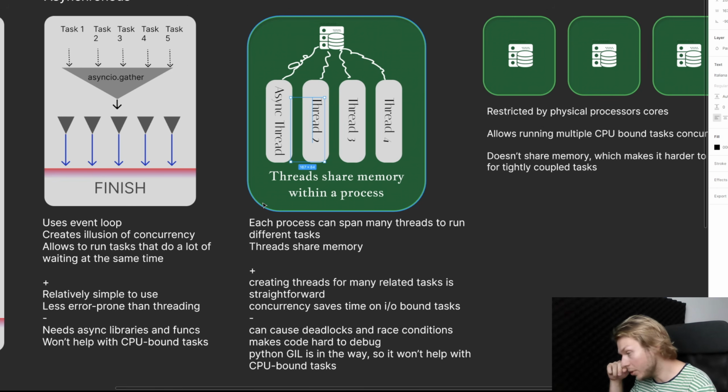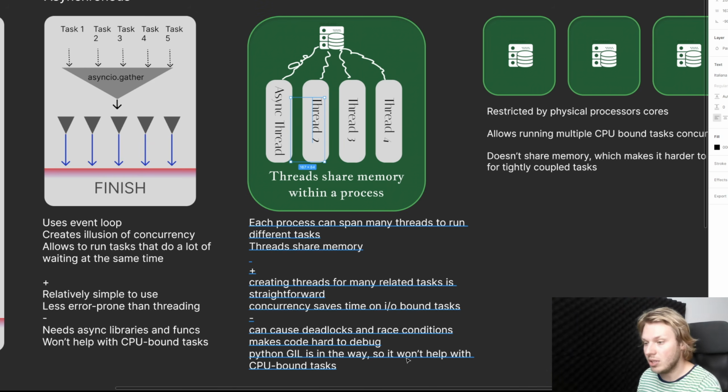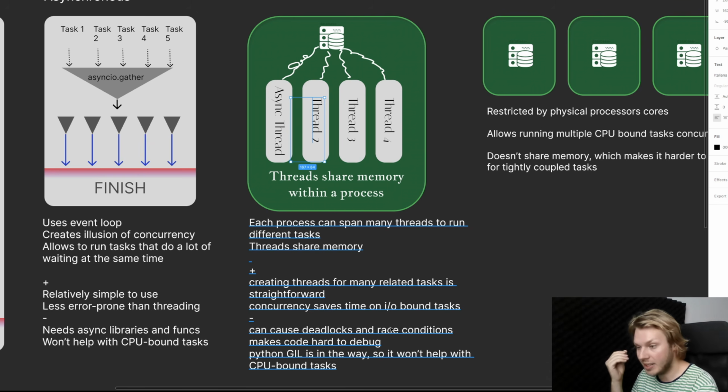Now, why don't we use threads all the time for everything? It makes programming more tricky and complicated, because it can cause deadlocks and race conditions. Several threads might try to change the same values, and then God knows what happens. And it will be very hard to debug and understand what happened in the end. Then there is the Python global interpreter lock.